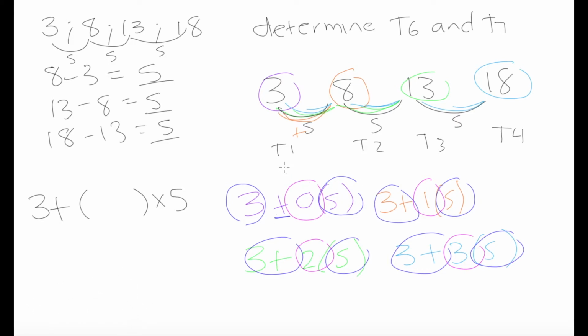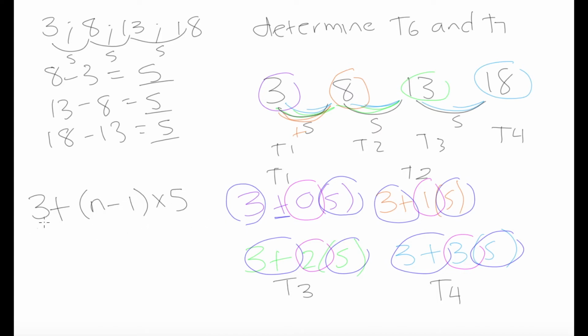Well, over here we have T1, and when our n is equal to 1, we're multiplying by 0. Here we have T2. When our n is equal to 2, we're multiplying by 1. Here we have T3. When our n is equal to 3, we're multiplying by 2. And here we have T4. When our n is equal to 4, we're multiplying by 3. So each time we're going to be multiplying by n minus 1.